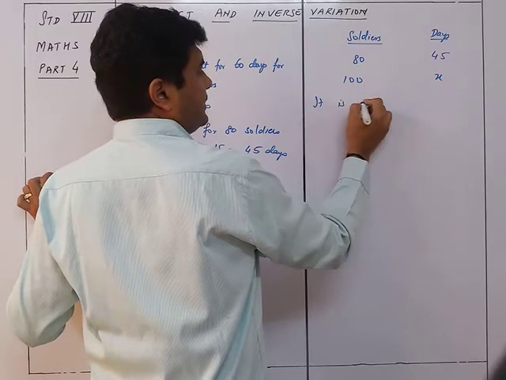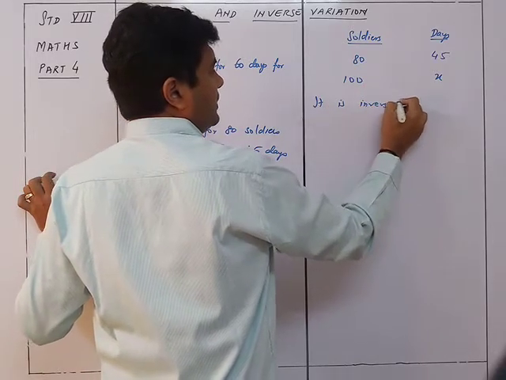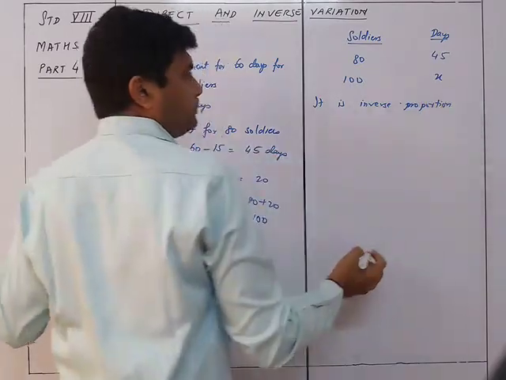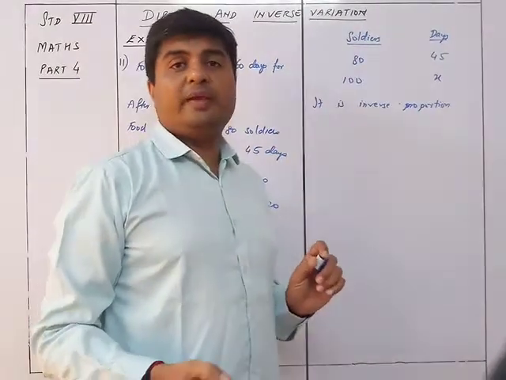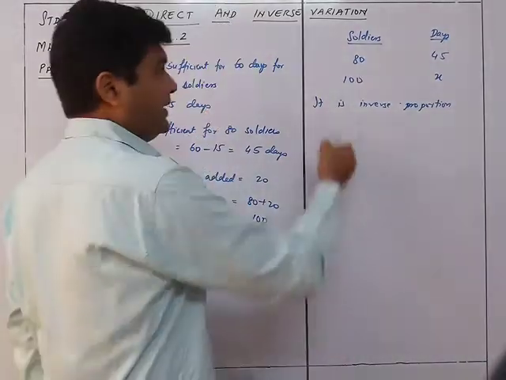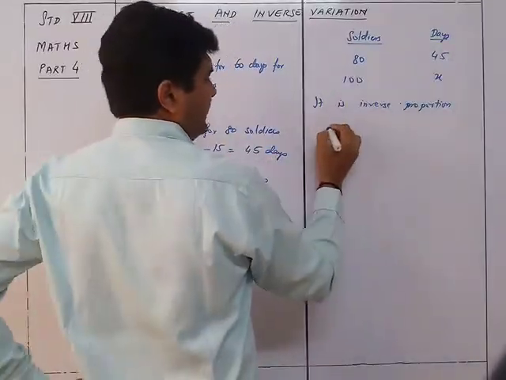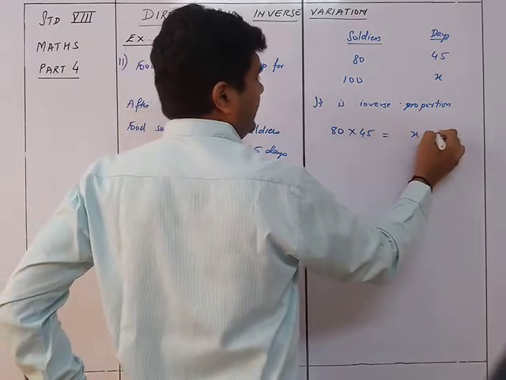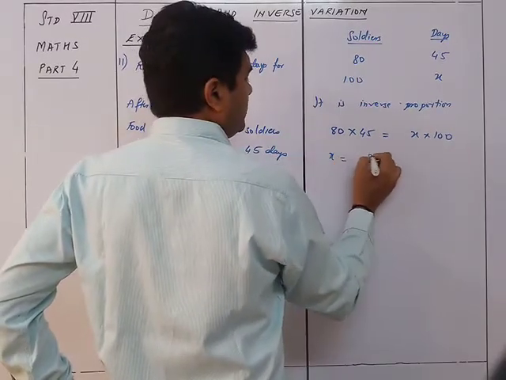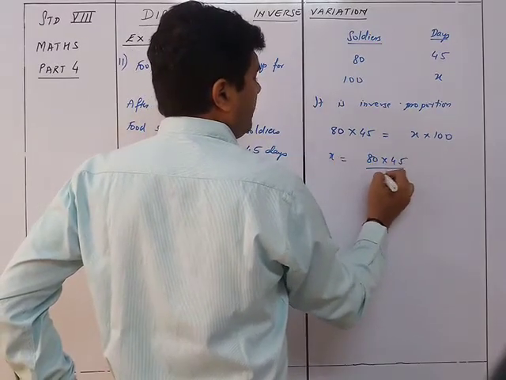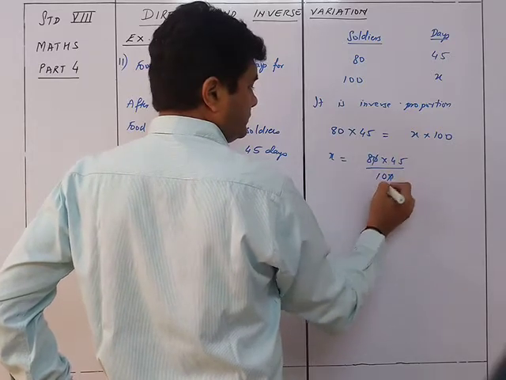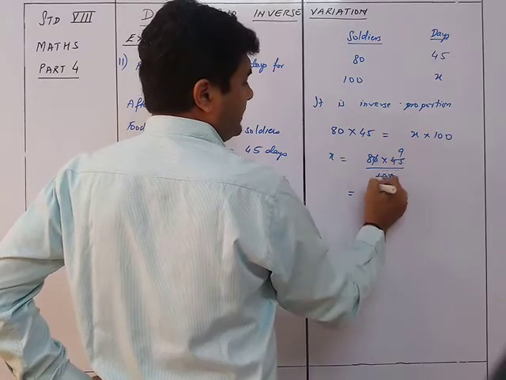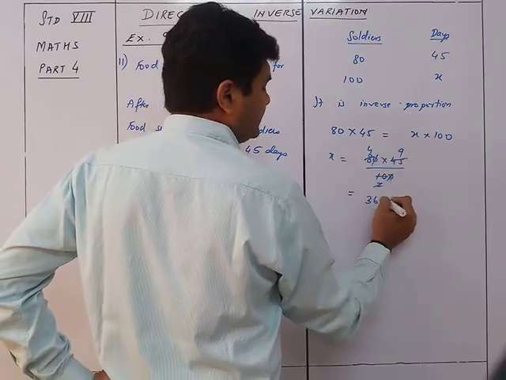It is inverse proportion. Why inverse proportion? Because if the number of soldiers increases, the food will remain there for a lesser number of days. So if this increased, this decreased. So you can see that 80 into 45 is equal to X into 100. So X is equal to 80 into 45 upon 100. So that will give you 5 2s are, 5 9s are, and then 4s are, 36 days.